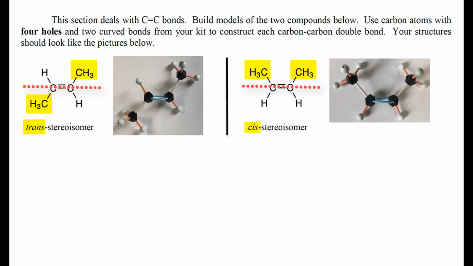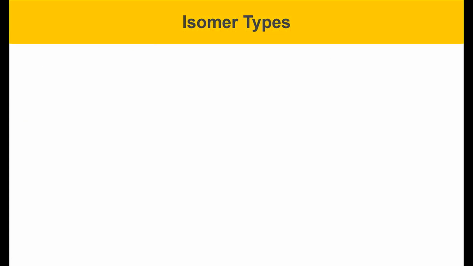These two molecules are different in the directions that their groups point in 3-dimensional space. This is a new type of isomer that we've not seen before. This is called a stereoisomer. This next slide defines 2 different isomer types. First, there are constitutional isomers.